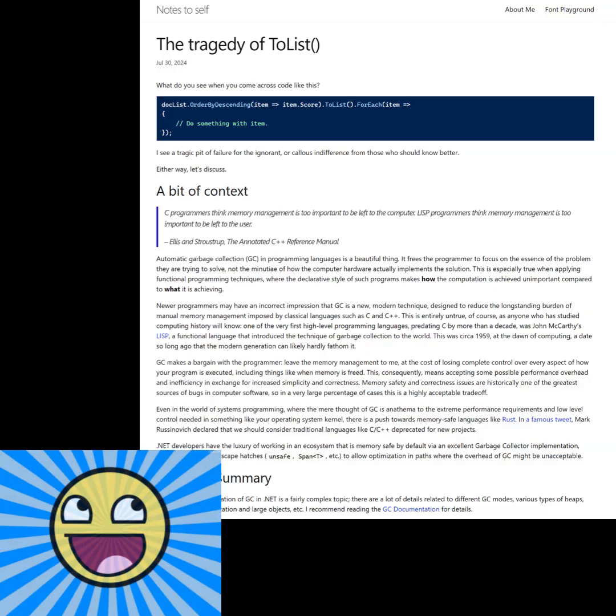Okay, so let's unpack those hidden costs a little. What is it about ToList that can really drag down performance? Well, the biggest culprit is memory allocation. You see, ToList always creates a brand new list in memory, even if the underlying data is already in a list. It's like making a photocopy of an already printed document. It's redundant. It's wasteful.